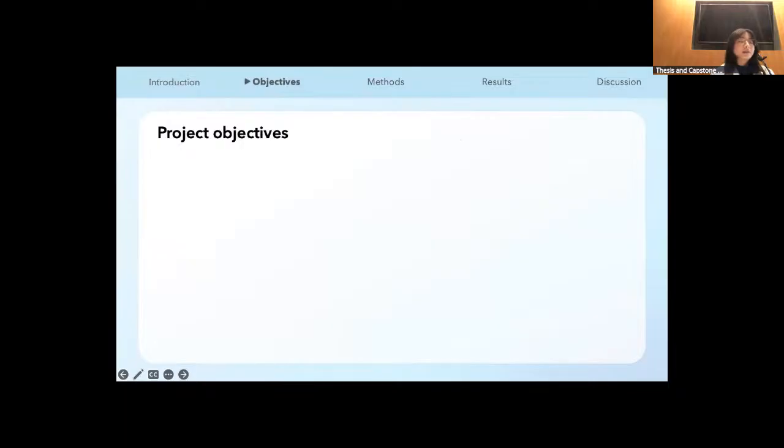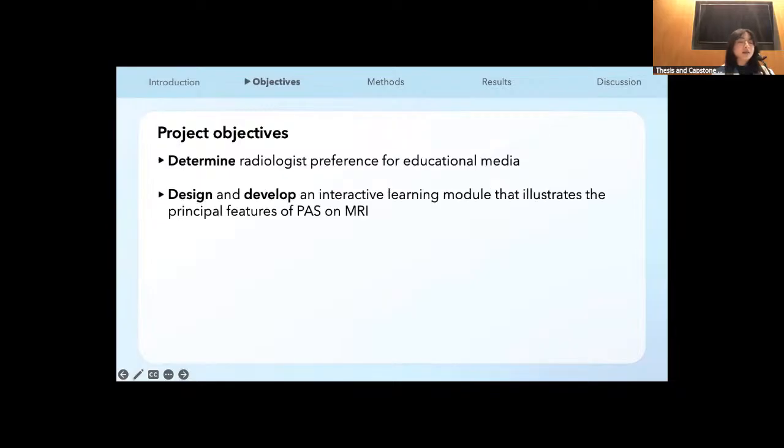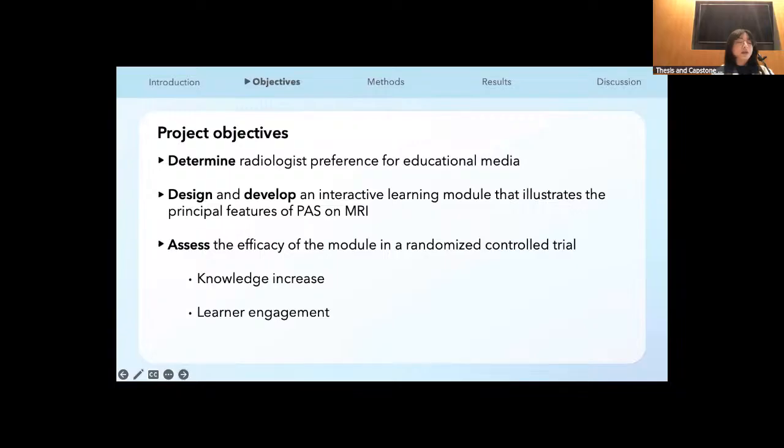So with all of this in mind, I went into this project with three main objectives. The first, to determine radiologists' preferences for educational media. The second, to design and develop an interactive learning module that illustrates the principal features of PAS on MRI. And lastly, to assess the efficacy of the module in a randomized controlled trial, particularly looking at knowledge gain and learner engagement.